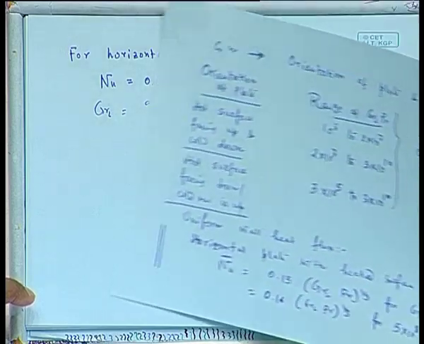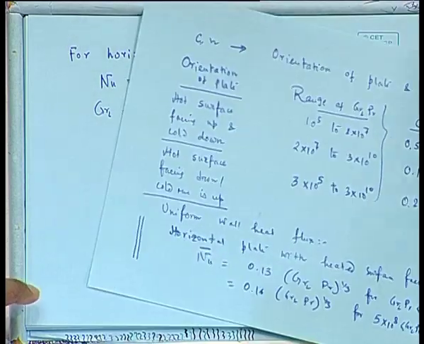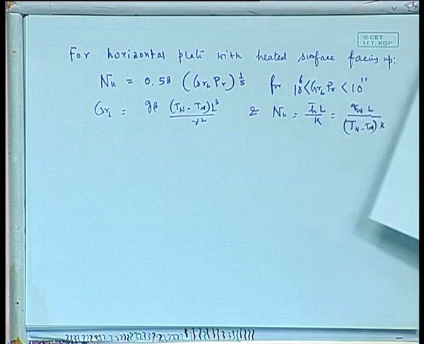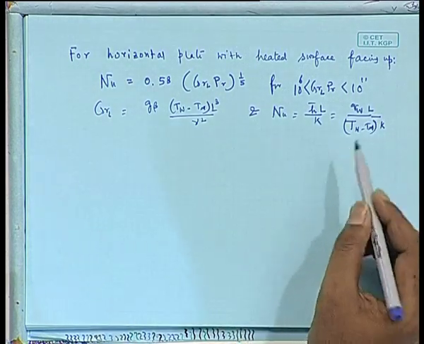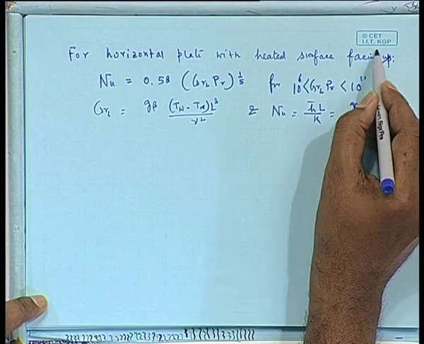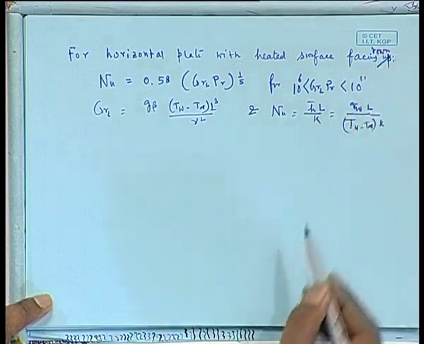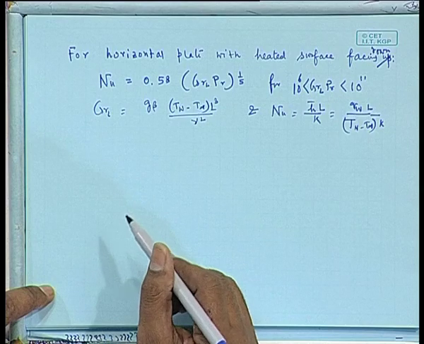Average. Okay, I think I must have copied it wrong. All these are correlations, so you have to look into the book and see. It might be facing down in that case. You have to confirm which one is up and which one is down. The idea remains the same.